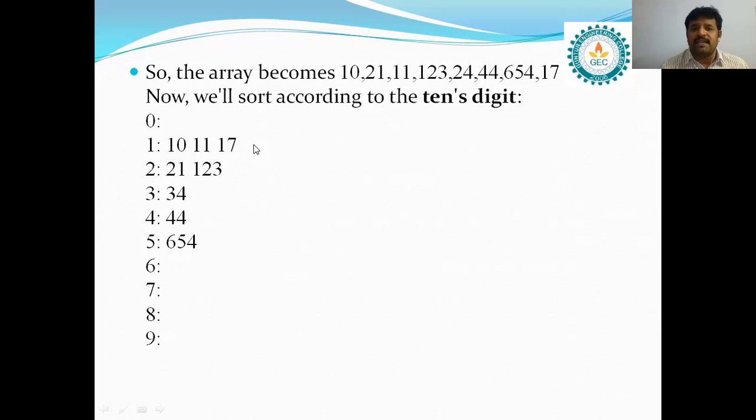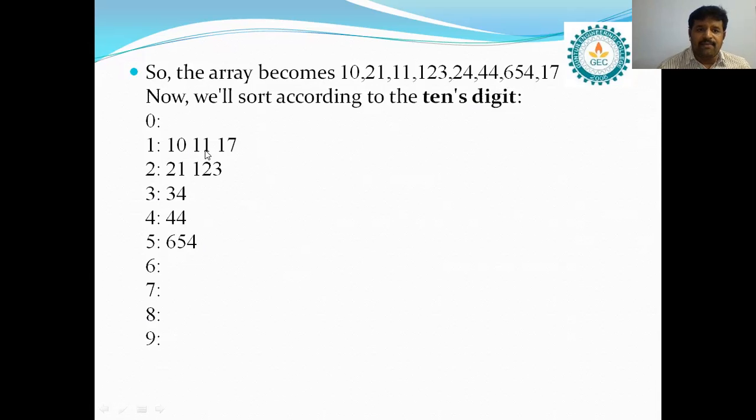After that, consider the next smallest element in the tens place, that is 2. It is repeated for 3 times: 2, 2 and 2. Write 21 and 123. Where is 24? We have to write 24 also here. It is missed. Write 24 also here. After that, find the next smallest element, that is 4. Write 44 here. After that, the next smallest element is 6.